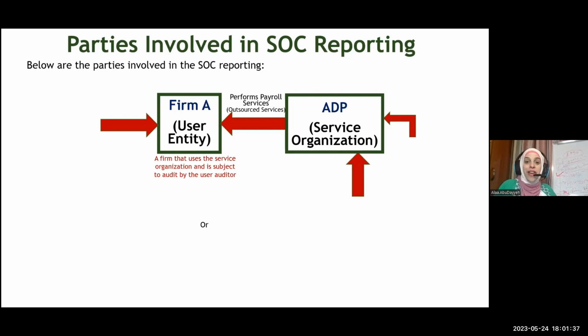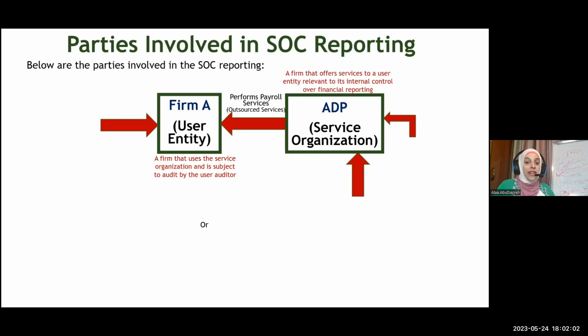So for example, if firm A is outsourcing its services to ADP, which is a service organization here, ADP is performing the payroll services for firm A. So firm A is outsourcing its payroll services. It's not doing it internally. It gives it to ADP to process its payroll, right?